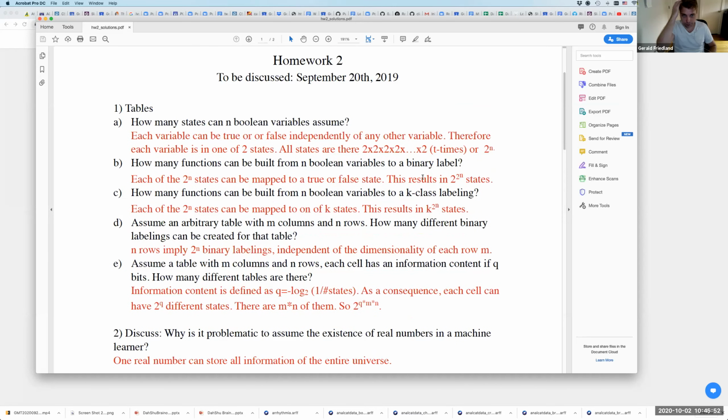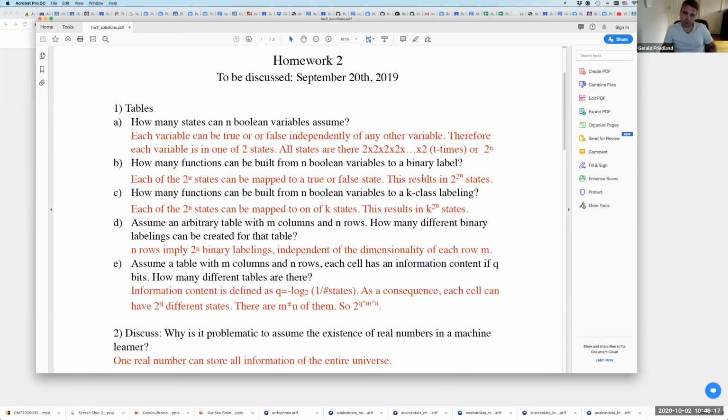How many functions can be built from n Boolean variables to a binary label? That's the interesting one, because now we have 2 to the n states, but we can map each of them to a different output, and it becomes 2 to the power of 2 to the power of n. We discussed it in lecture earlier, but I was just going to repeat that. And now we get to a little more interesting one.